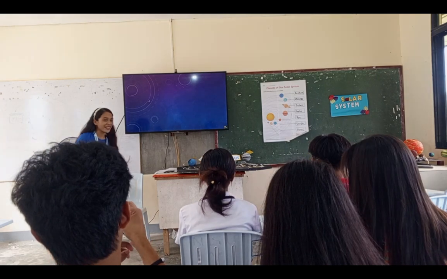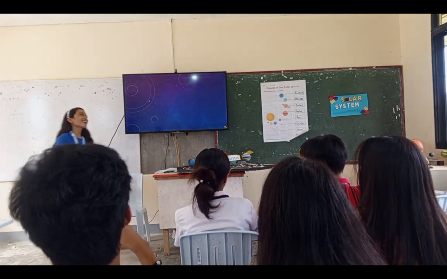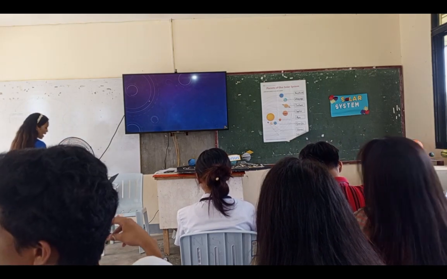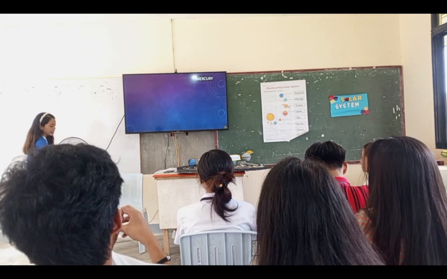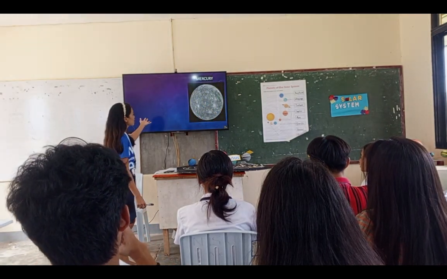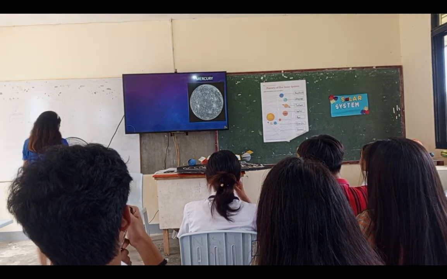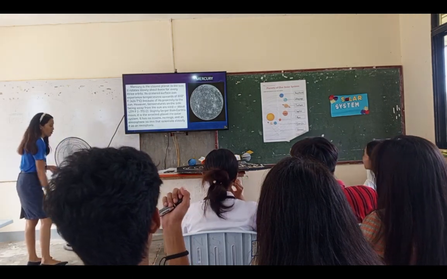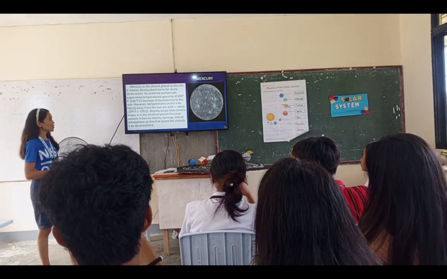So what is the planet that is closest to the sun? Mercury! Right! So the planet that is closest to the sun is Mercury! And this is what Mercury looks like. Wow! It's like a moon. Okay. So Mercury is the closest planet to the sun.